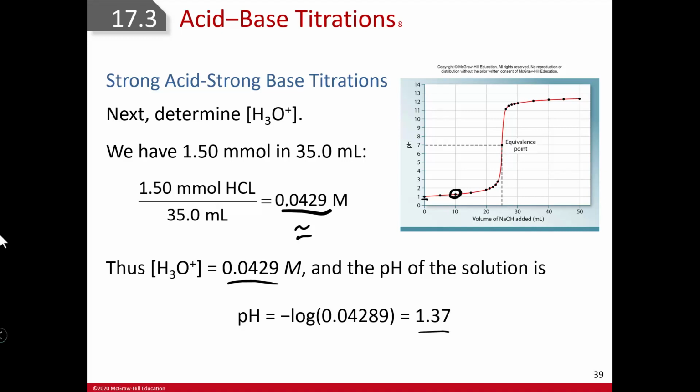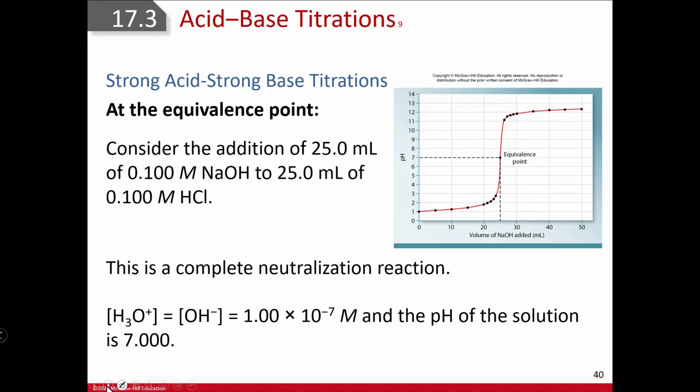We've talked about what was added, calculated it out theoretically, then determined that the pH should be 1.37, and we made a plot there, or a point. So the next thing we're going to do is see what happens when we add just enough sodium hydroxide to completely consume all of the acid.